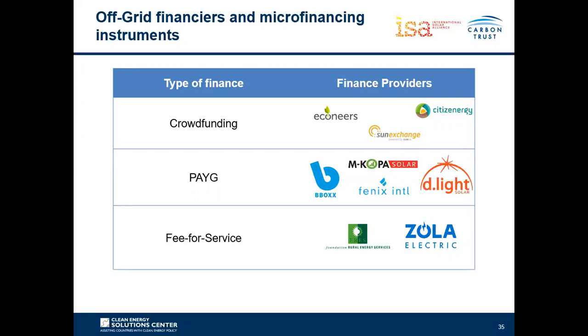The pay-as-you-go we discussed earlier, and these are some examples of companies that are operating in this field where they give finance to customers so that they can afford the project and get the benefit of the electricity without footing that initial upfront capital that would be unaffordable otherwise. And lastly, there are a few examples of the fee-for-service providers where the customer doesn't own the project in the end, but they do get the electricity that they previously didn't have at an affordable rate.